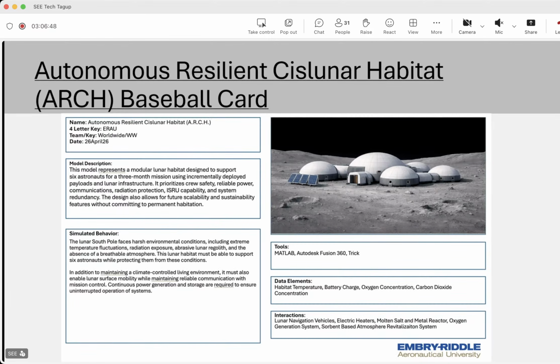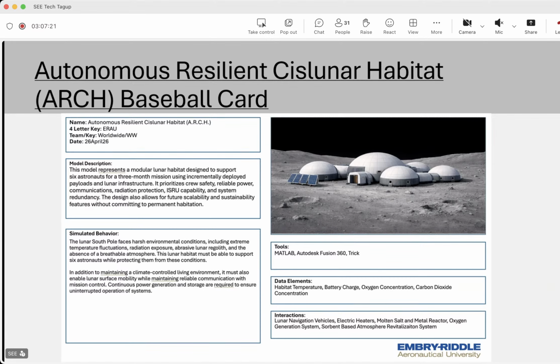Pictured here is our baseball card for the Autonomous Resilient Cislunar Habitat, or ARCH. The overall design for this habitat is a structure that takes concepts of previous successful missions in space to create a safe, functional, living, and working space for teams on the moon. The main power source is a molten salt and metal reactor, with solar panels being used to charge and maintain the regenerative fuel cells used as primary power storage for the habitat. The capacity of these cells is represented as battery charge in our simulation.